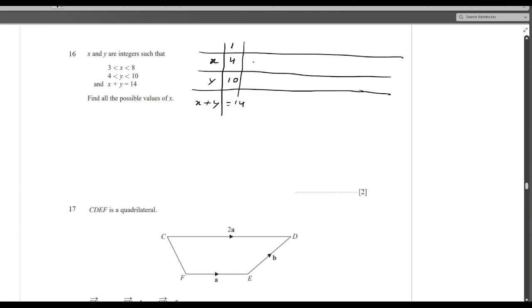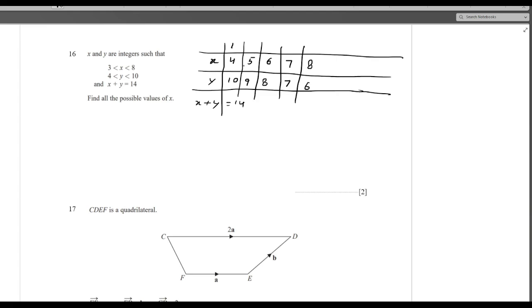For x to be 5, my y is 9. When x is 6, y is 8. When x is 7, y is 7. When x is 8, y is 6. Now out of this, the value of x is greater than 3, fine, but the value of y must be greater than 4 and less than 10. So this value is not permissible, and in x this 8 is not permissible. So these two lines are not there.